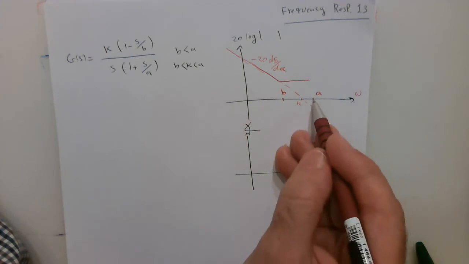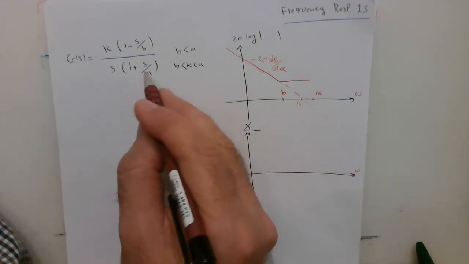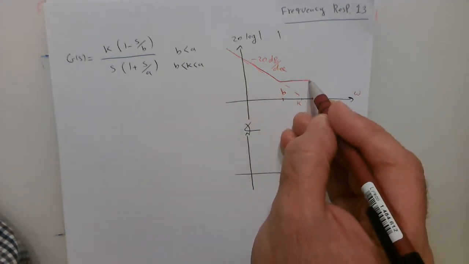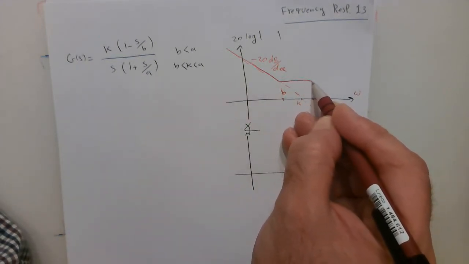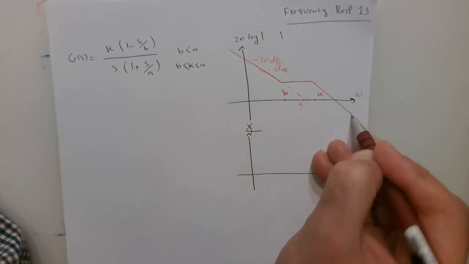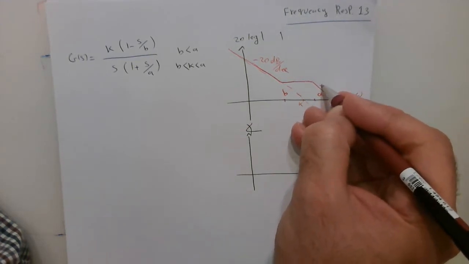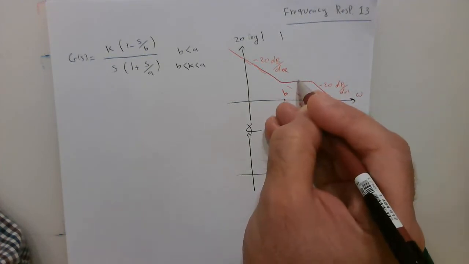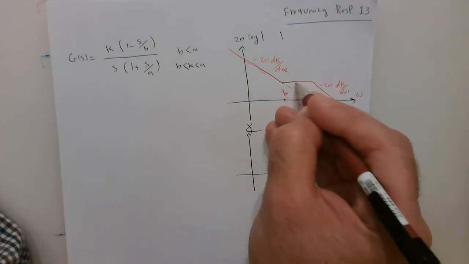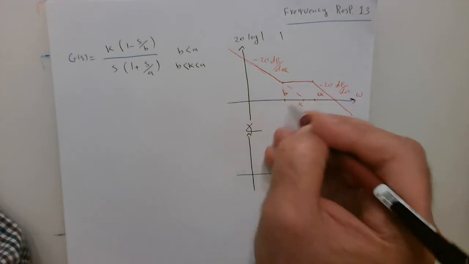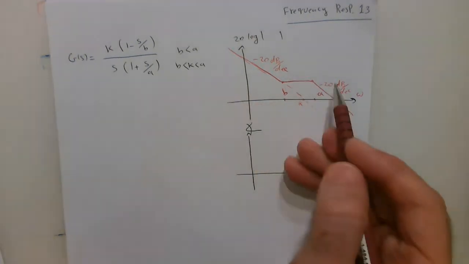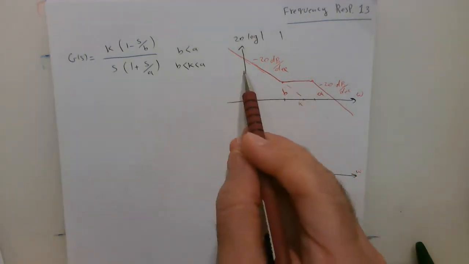And then when we reach the next frequency, which is a, because a is a pole, it will decrease the slope again by a factor of 20 dB per decade. So here is minus 20 dB per decade, but here is 0. So in between b and a, the slope of the magnitude of the Bode diagram is 0. So it's something like that.